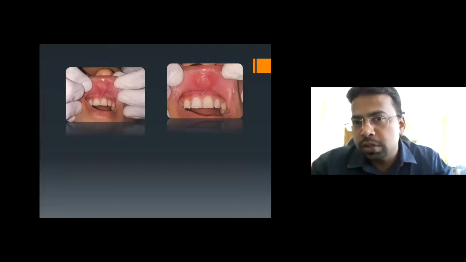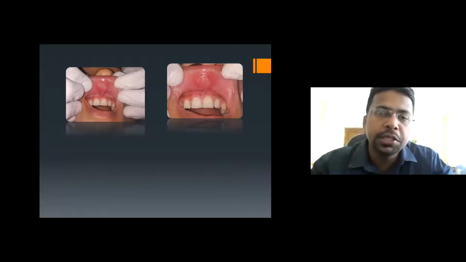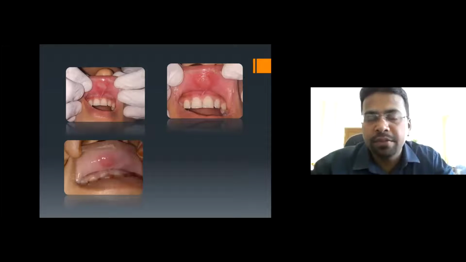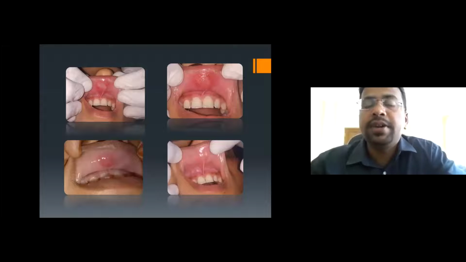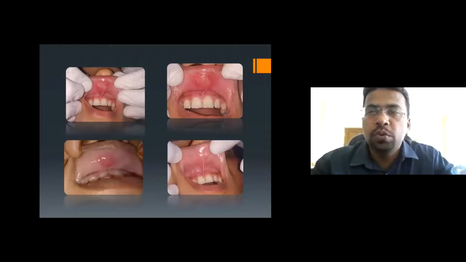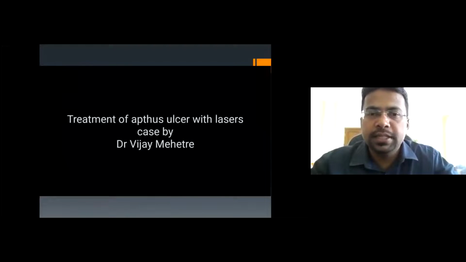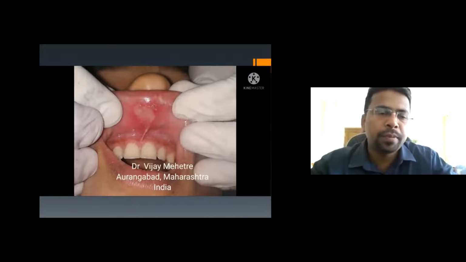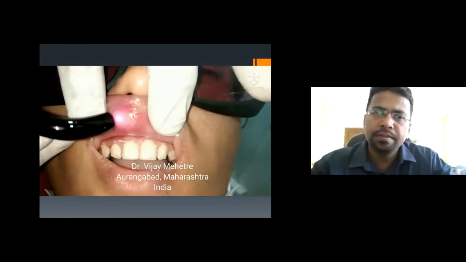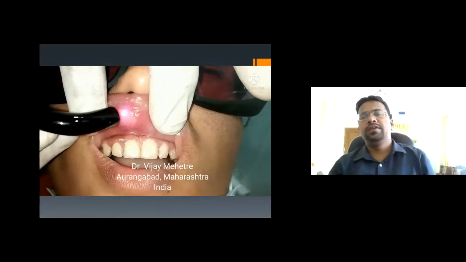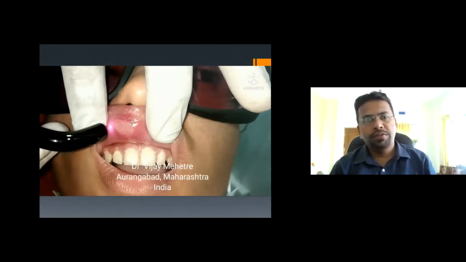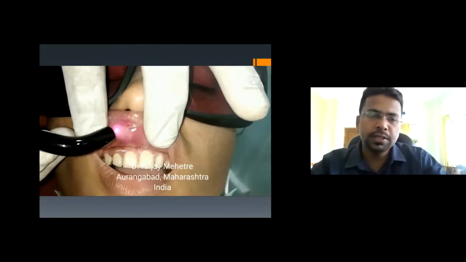You can see those small red spots. Those are neogranulation tissue, so healing has started. This is a 3-day photograph of the same patient, and this is a 7-day photograph of the same patient with absolute total healing of the ulcer. Let's see a video for this case. Here we have used a 660 nanometer laser.